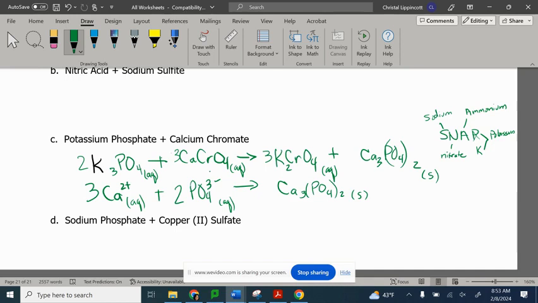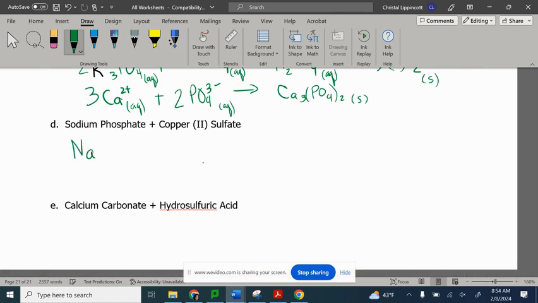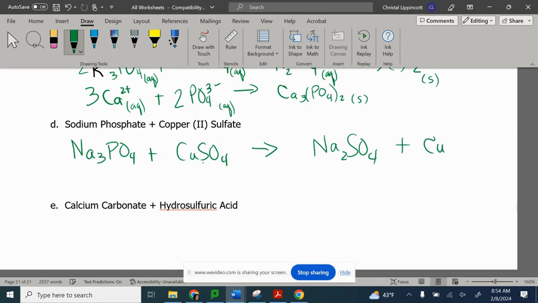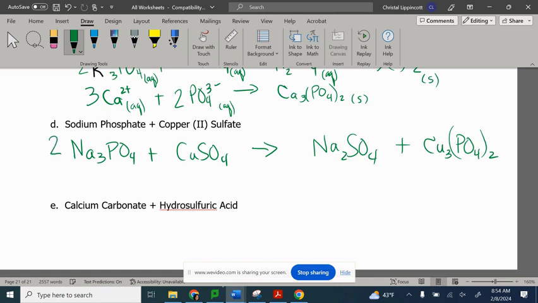Okay, so that was one. And then 15D she wasn't happy with because I had a typo on that one. So this one should have been sodium phosphate, Na3PO4, plus copper 2 sulfate. And then I'm going to form sodium sulfate and copper 2 phosphate. Yep, I think that's okay. I need to put a 2 here, 3 here, and a 3 here.